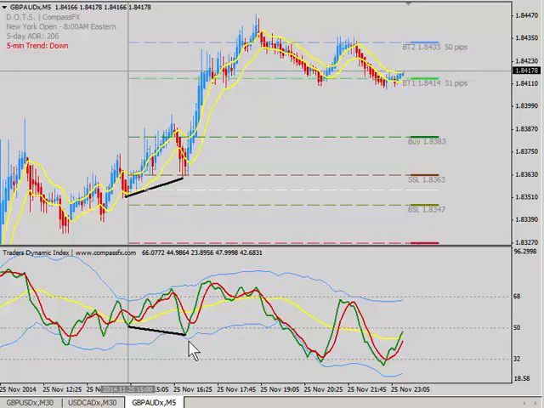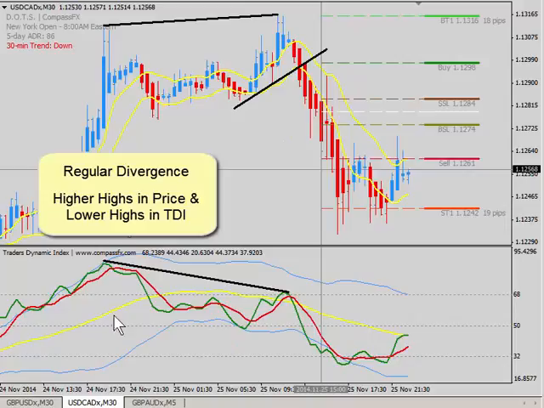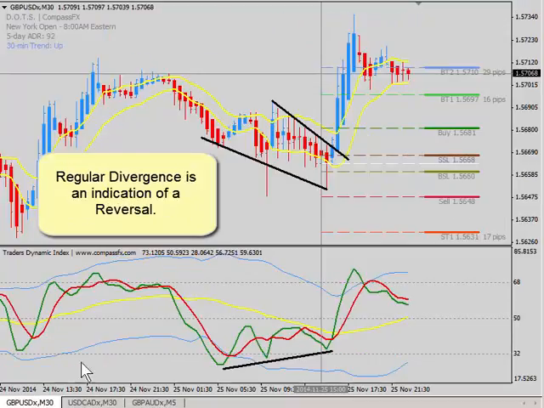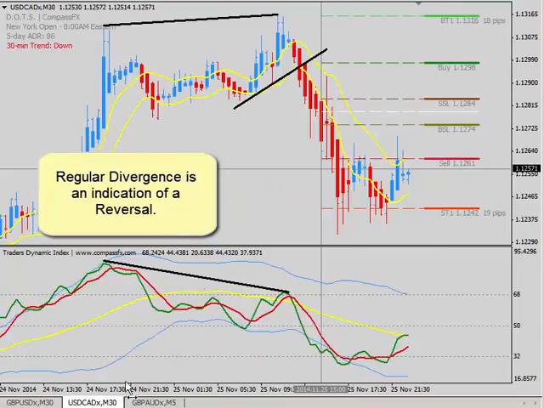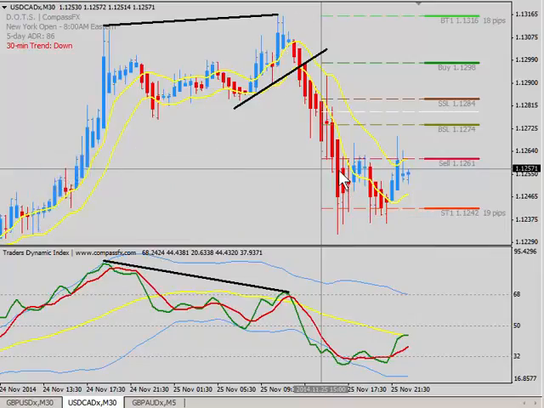Now, this is a little bit different divergence. This divergence over here is known as regular divergence. Lower lows, higher lows. In this case, we're getting higher highs, lower highs. This is referred to as regular divergence. Regular divergence is a reversal. We're looking for the market to reverse and go the other direction. Market was going up, reverses, and goes the other way.